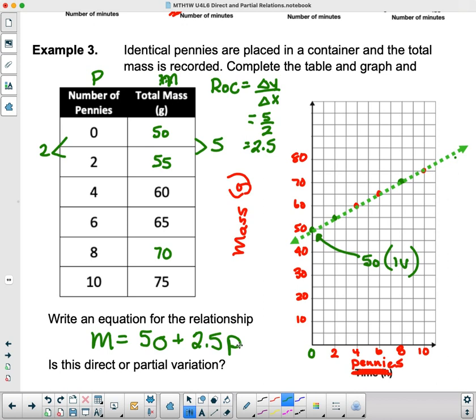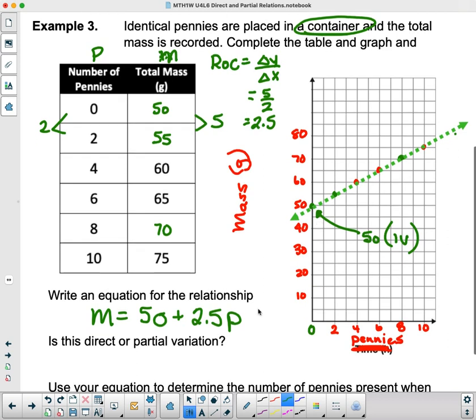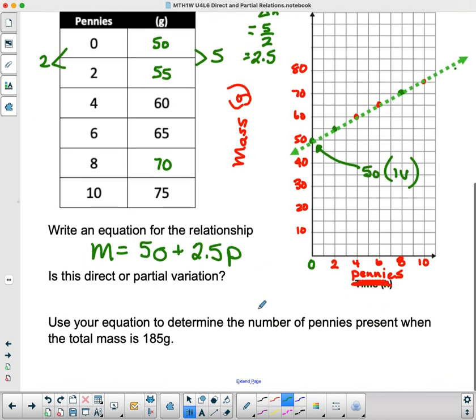Okay, if these are identical pennies, why is there an initial value? Anybody have any idea? Identical pennies are placed in a container and the total mass is recorded. So what do you think that initial value is? Take a look up here. It must be the weight of the container, right? So the initial value is the weight of the container and then 2.5 grams for every penny. Yeah, that sounds about right. Okay, so is this direct or partial? It's got initial value, so it's partial.